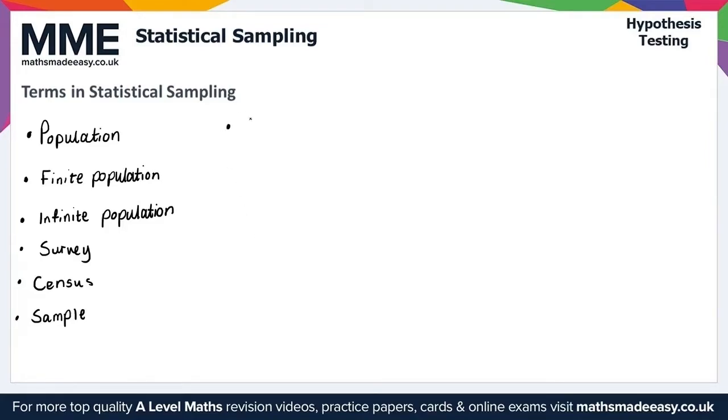The next term is sampling unit. A sampling unit is the individual member of the population. And finally we arrive at the last term, which is sampling frame. The sampling frame is a full list of the sampling units in the population, and the sample will be selected from this list. That gives us everything we need for our terms in statistical sampling.